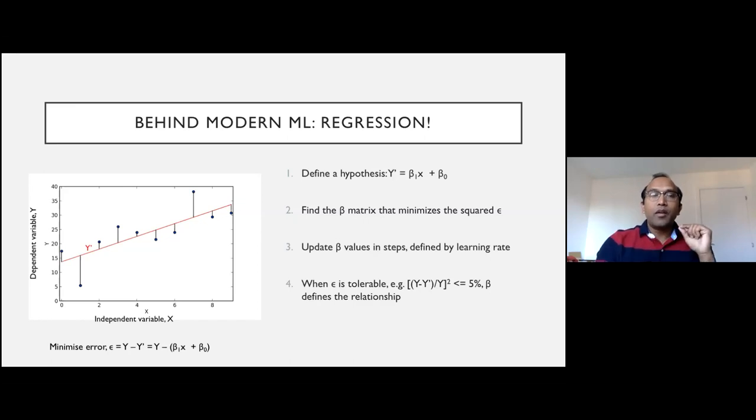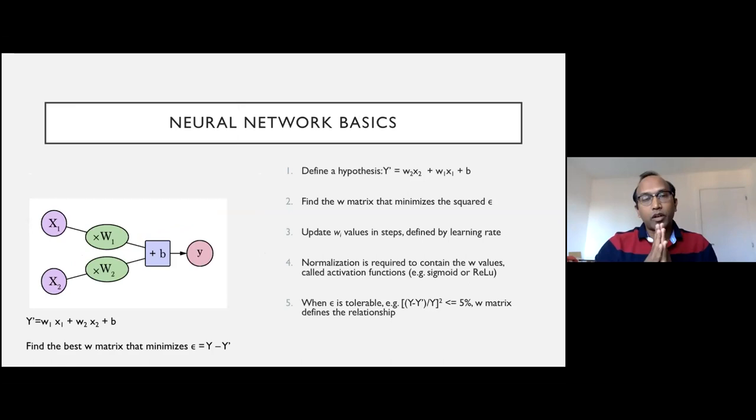Now, what if we had not just one independent variable, but multiple independent variables? Then we would have one dependent variable described by many independent variables, and the expression would have looked something like this. For example, Y prime would have been beta 1 X1 plus beta 2 X2, and possibly a beta 0. That is nothing but what we have today as the neural network, although biologically inspired by how neurons work, originally proposed by Rosenblatt in 1958. But this is how it works. You have, for example, a very simple neural network here.